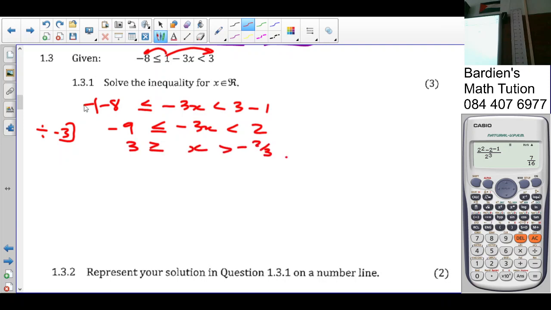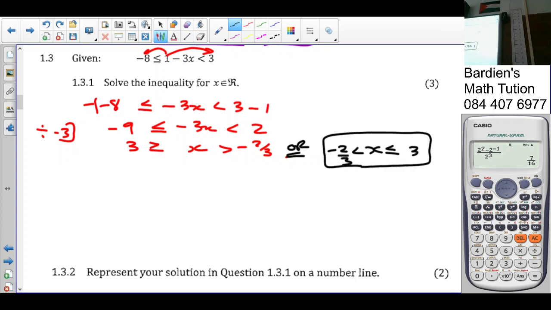Why does it swap the inequality around? Dividing by a negative. Whenever you divide by or multiply by a negative, the inequality swaps around. So you can leave it like that, or you can write it in a proper way. You won't lose the mark here. That is the correct way of writing the inequality there. Okay?